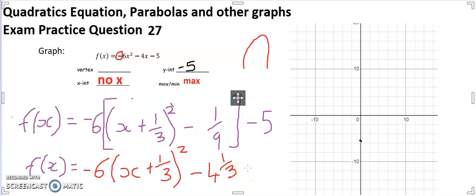So because I've got it in this form, that gives me my vertex. So my vertex, my x for my turning point, must be when x is negative 1/3, so right here. And y must be negative 4 1/3. So (negative 1/3, negative 4 1/3), right here. So now we've got that, we are able to do our graph. Just going to use those points I've got, but I know my graph is going to come down this way. I've got my turning point and I've got my y-intercept.